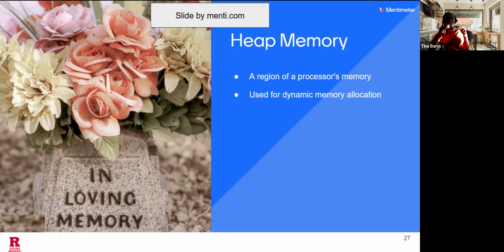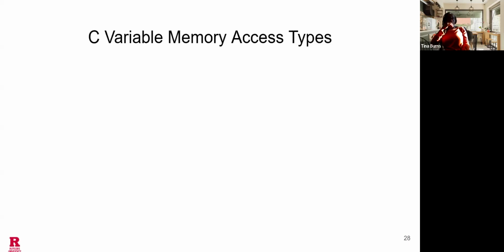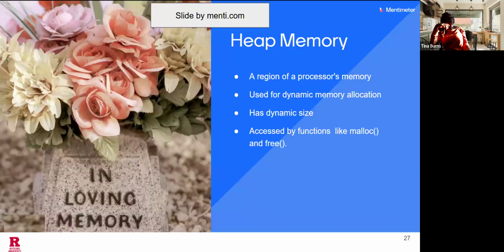And what happens is that it has a dynamic size, meaning its size can vary depending on whatever the inputs are. The things that you're going to use to access these are the malloc and the free functions, as well as realloc in some cases. And with your heap memory, if you don't free it, as you guys have seen in some examples, you get memory leaks and you have problems in your program.